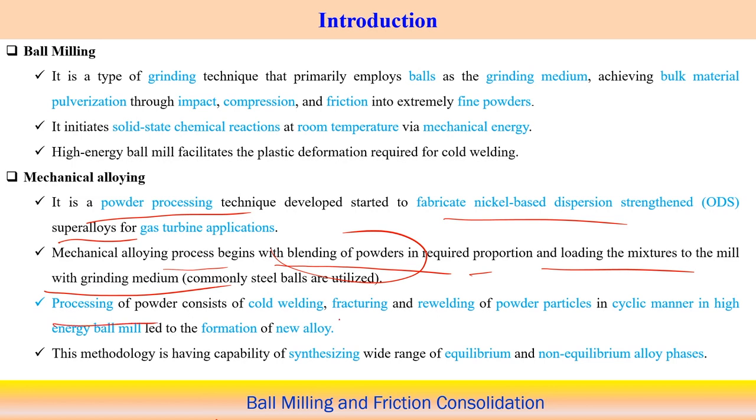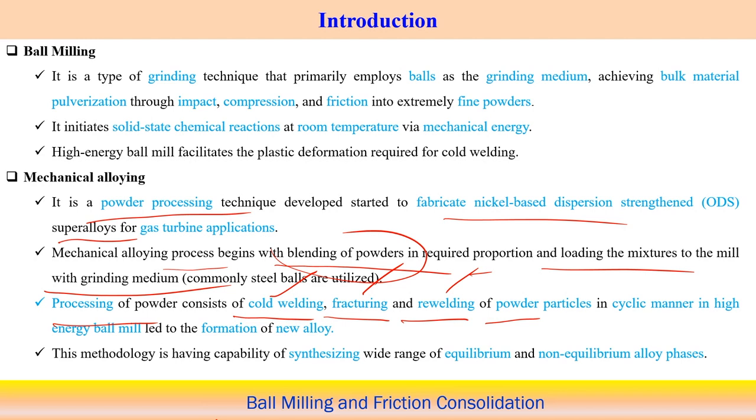Now the processing of the powders consists of cold welding, fracturing and re-welding of the powder particles. So there are three terms we have used: cold welding, fracturing and re-welding, which usually happen when you process the powders in a mechanical alloying system. In this case the powder is plastically deformed. In the cold welding process, we simply deform the material at room temperature, and the particles bond together because of the application of some load, in surface to surface contact. A similar phenomenon we can observe in the small particles here also.